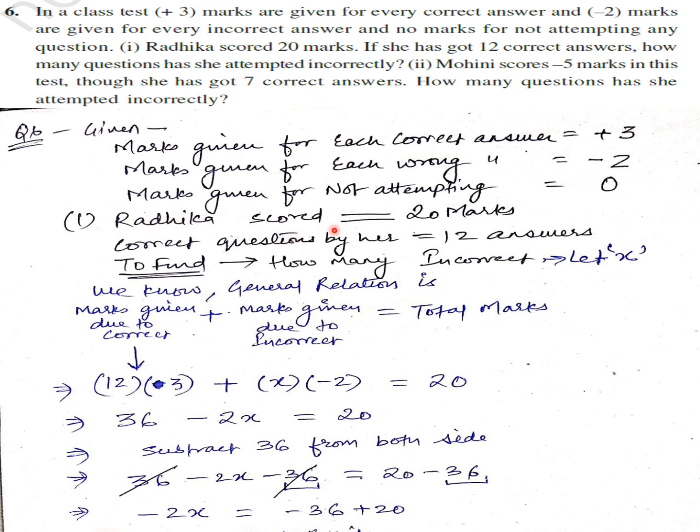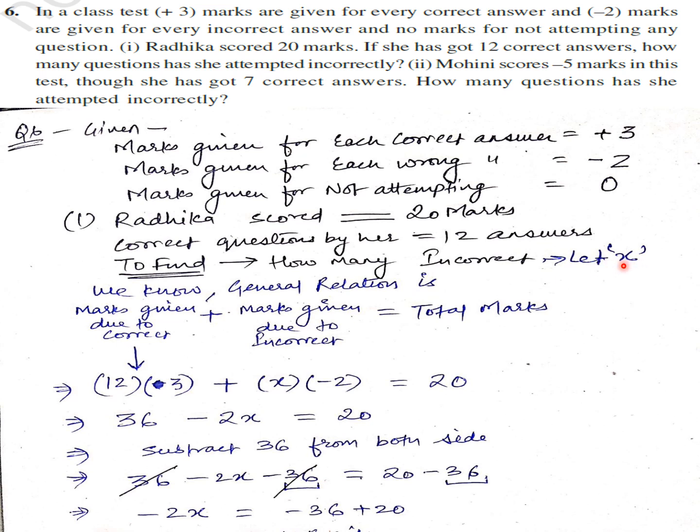Radhika scored how many marks? 20 marks in total. If she has got 12 correct answers, so correct questions by her are 12. How many questions has she attempted incorrectly? We have to find how many incorrect answers she gave. So I assume she did x wrong answers.